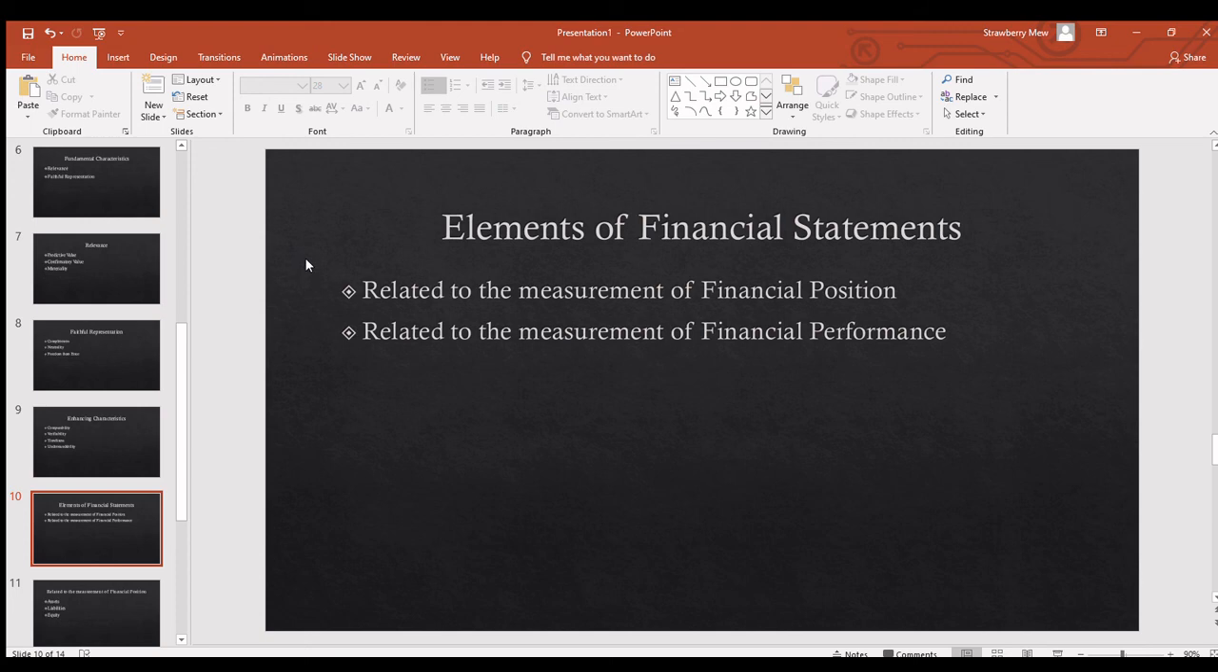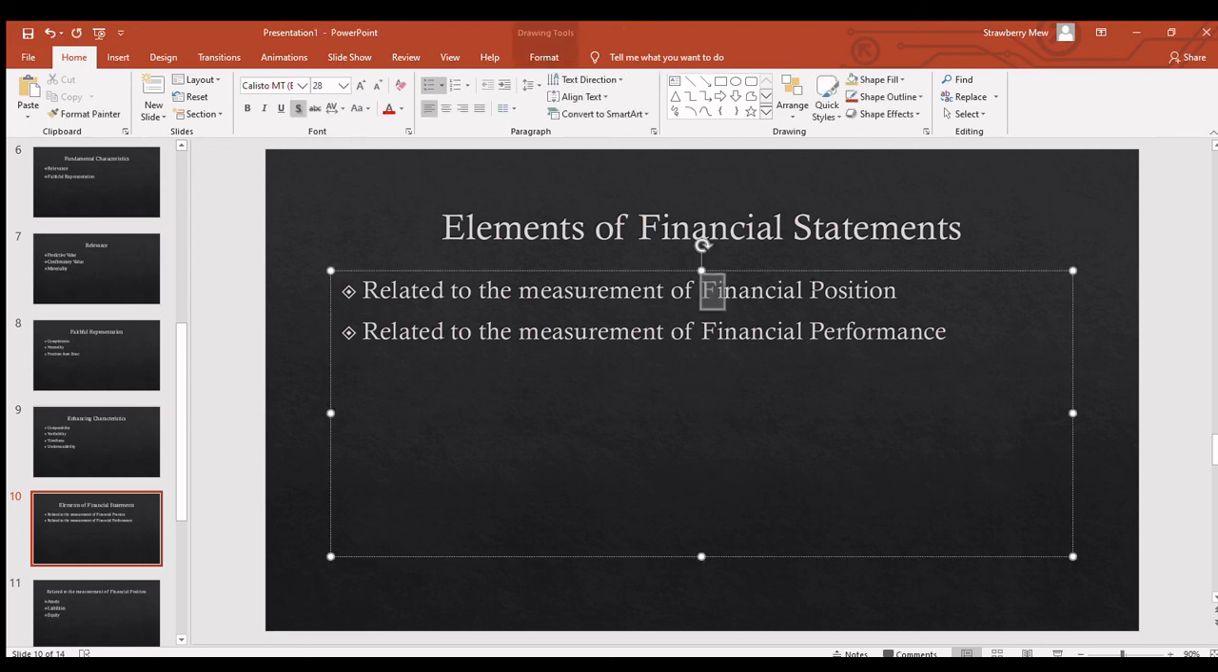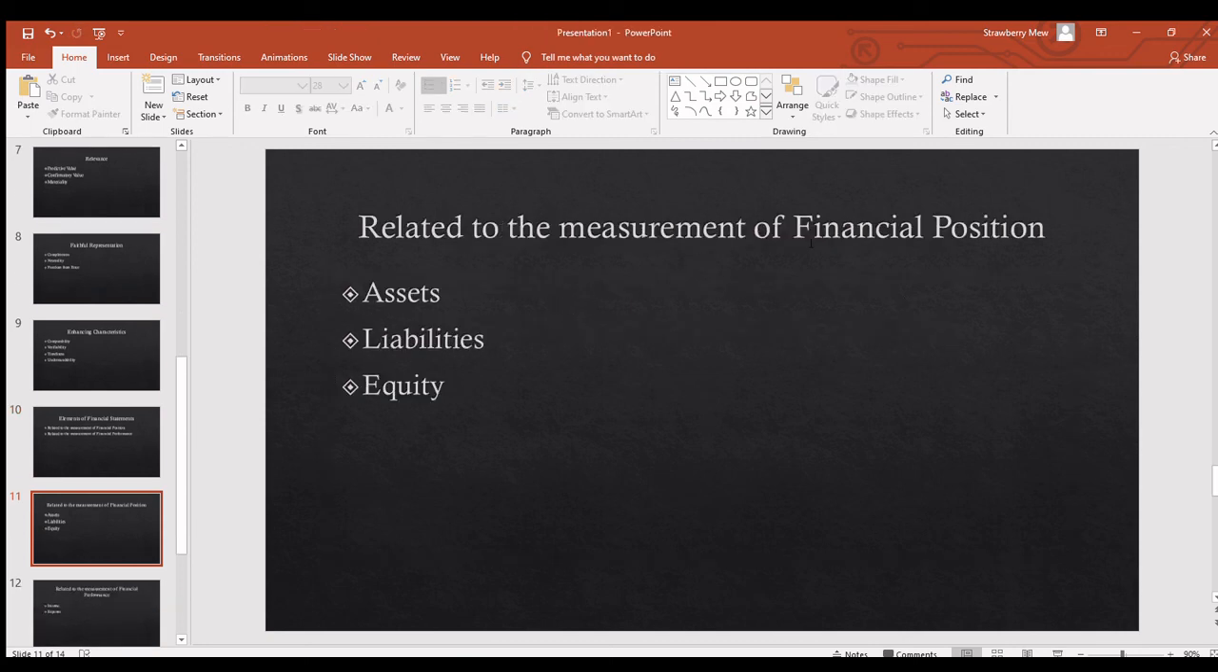We have two elements of financial statements. First elements are those that relate to the measurement of financial position, while the second elements relate to the measurement of financial performance, right? So the elements that relate to the measurement of financial position are the assets, liabilities, and equity. Yung assets, these are yung mga bagay na meron tayong right or we have ownership.